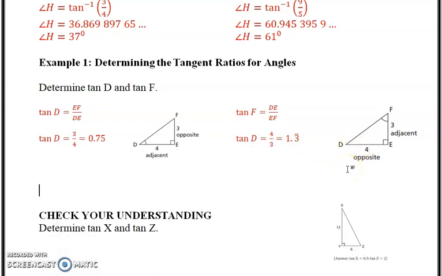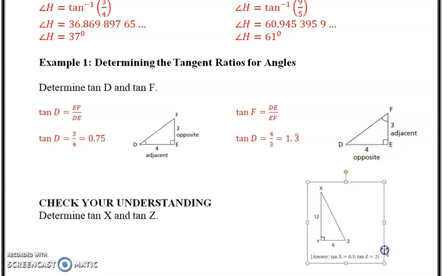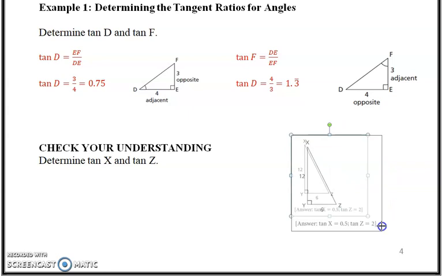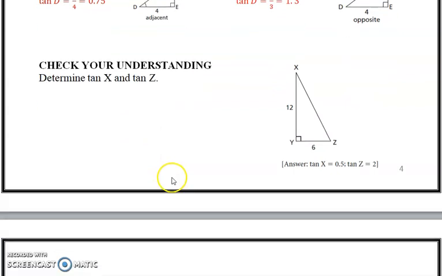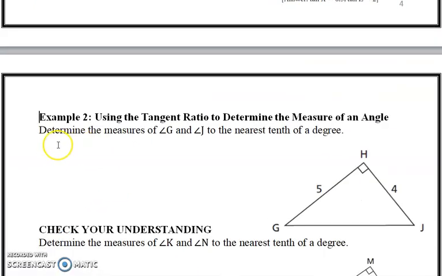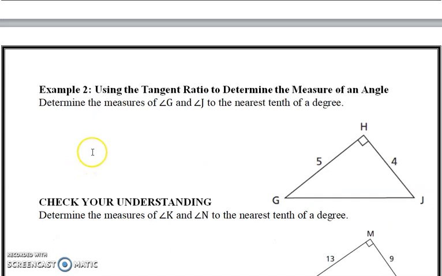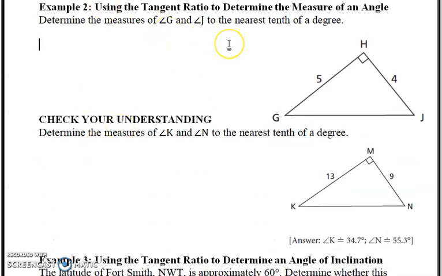Okay. So you guys can do the check your understanding question. It's there. You're doing the exact same thing. This really is just an exercise for us to learn to label our triangles. So if you're talking about angle Z, 12 is opposite, 6 is adjacent. If you're talking about angle X, 6 is opposite, 12 is adjacent. So essentially that's it. Okay, so let's look at example 2. Example 2 says using the tan ratio to determine the measure of an angle. So this time we're going to actually calculate the angles using the tan ratio.